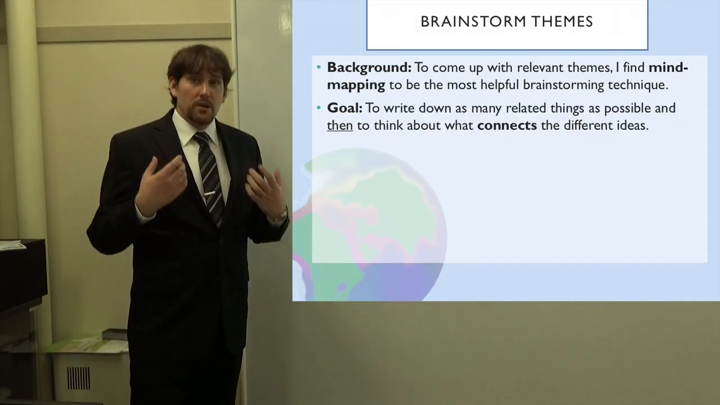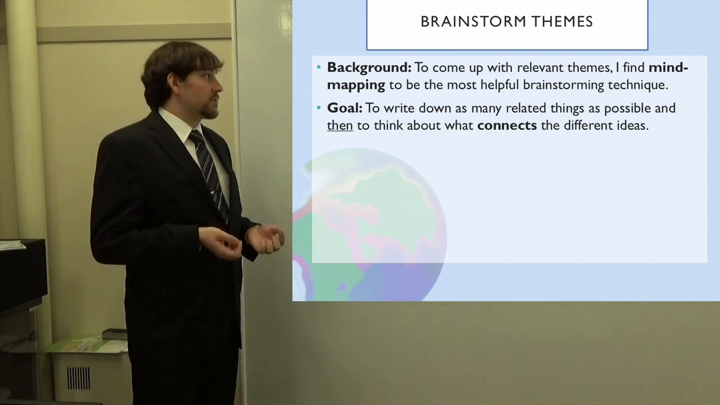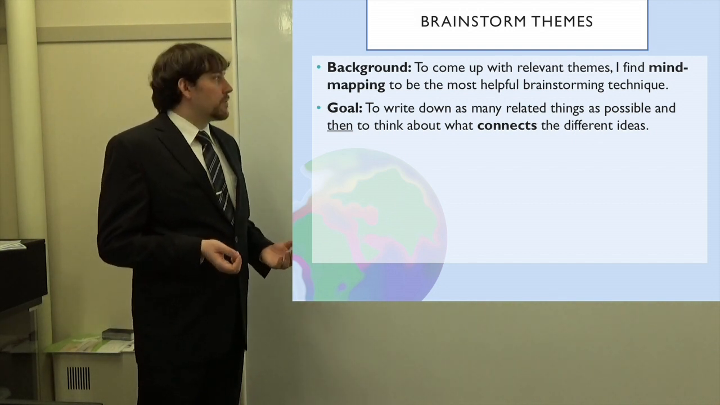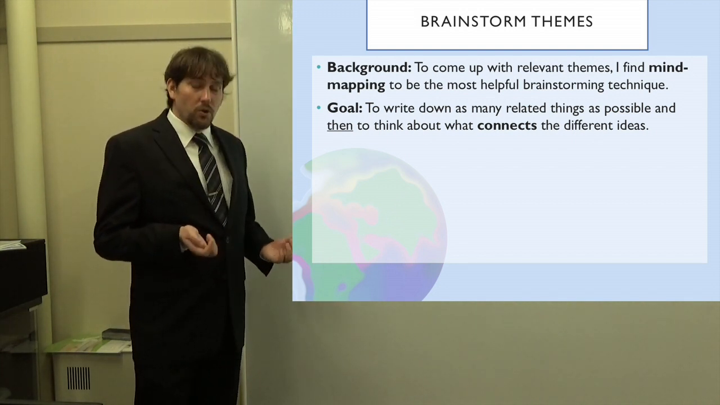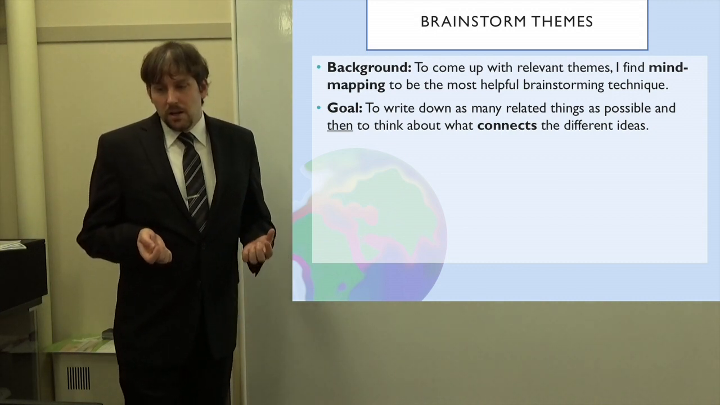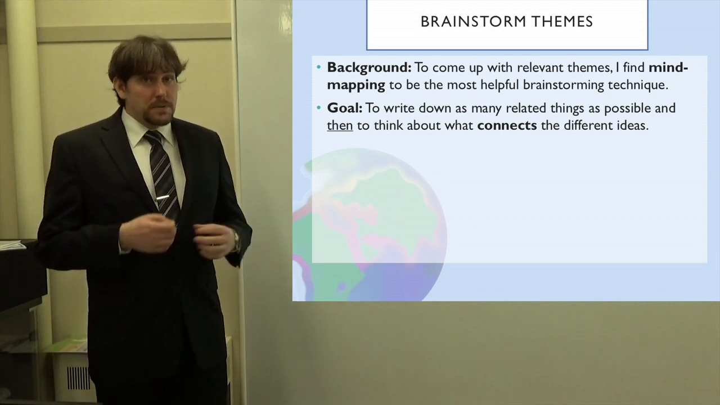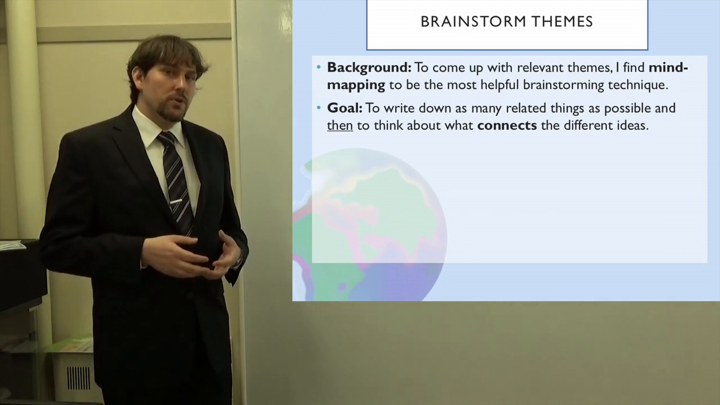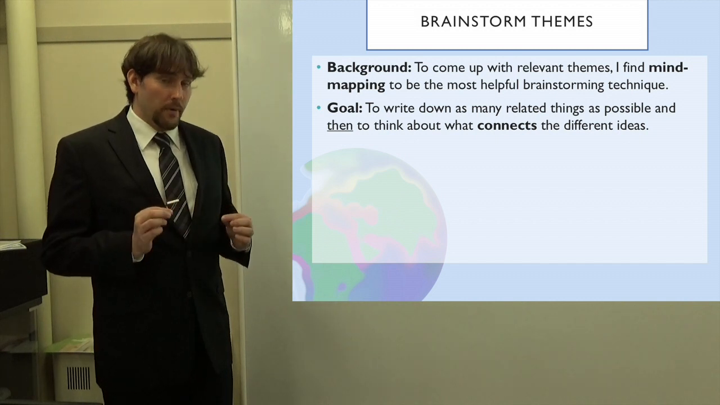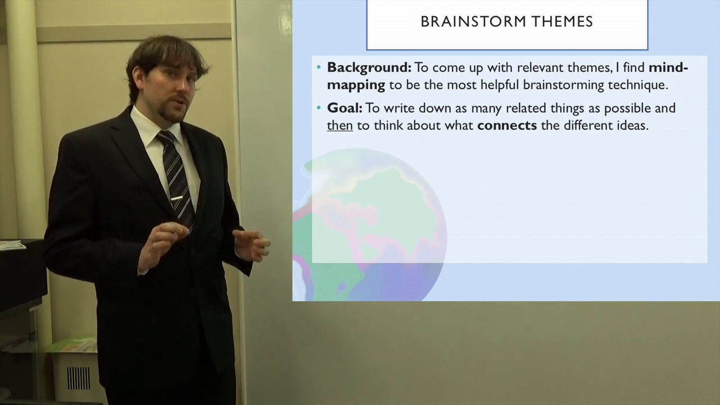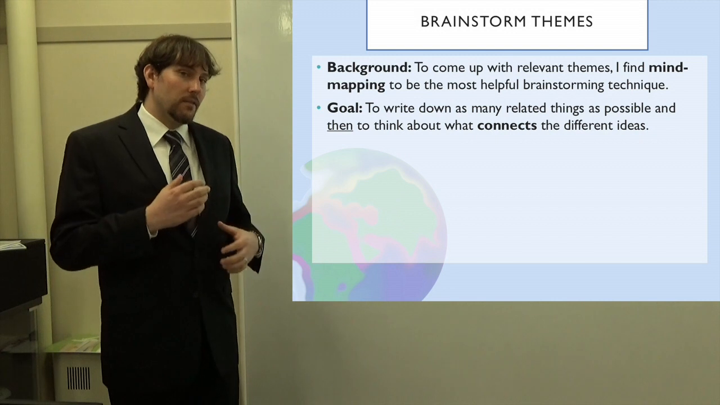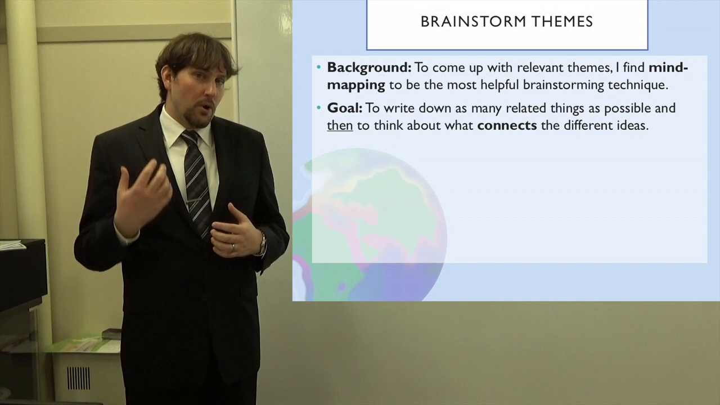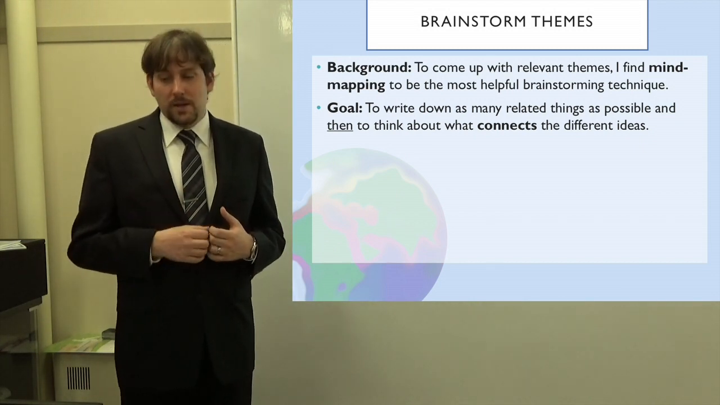Brainstorming themes. When you're at the theme stage, it really helps to brainstorm. To come up with relevant themes, I find mind mapping to be one of the most helpful brainstorming techniques. The goal is to write down as many related ideas as possible. Just write as much as you can and then work on connecting them. There will be a later PowerPoint that shows you how to go about doing this. For now, I just want to show you the skills that are involved in writing, and you can work through them on the other PowerPoints when you want more in-depth training.